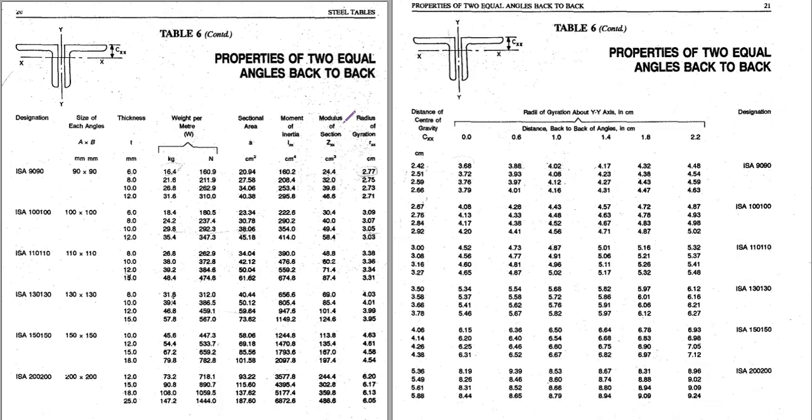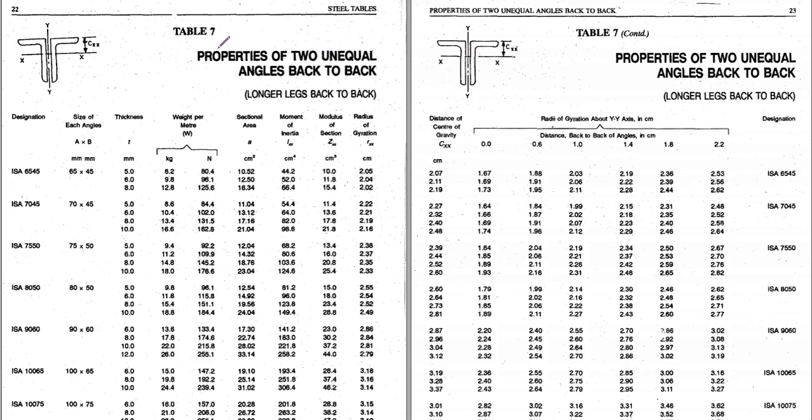21, 22, properties of two unequal angles back to back, that means this is the figure, the arrangement. Here I have to look for ISA 90 cross 60 with thickness 8 millimeter for our question. That means this one. So ISA 90 cross 60 cross 8. So this one, no?